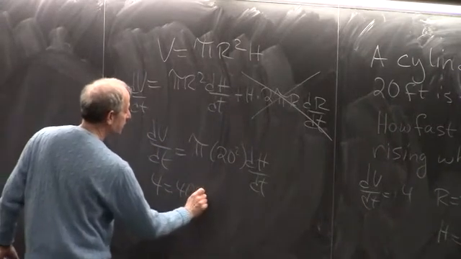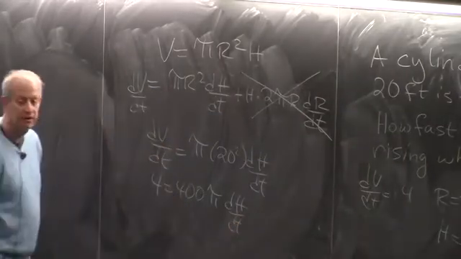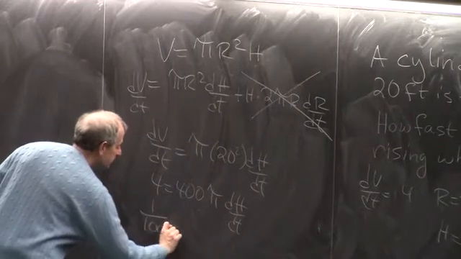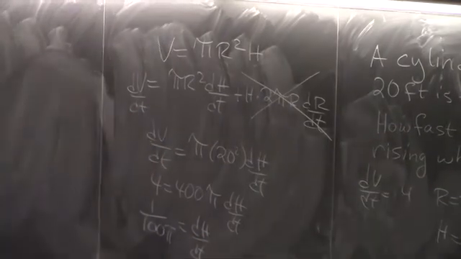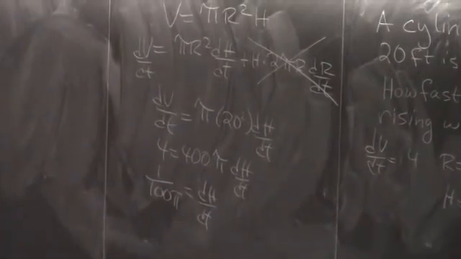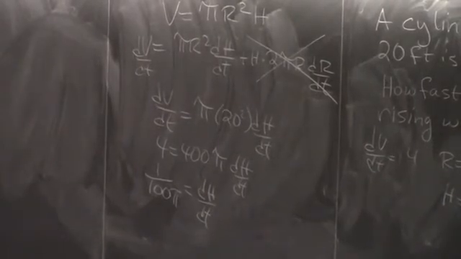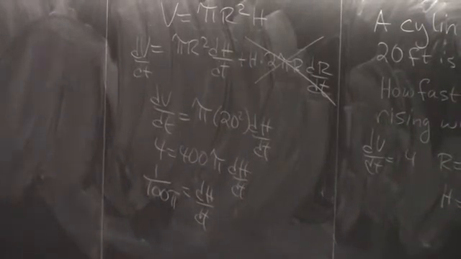It's 400 pi dh/dt. And divide. So 1 over 100 pi. By the way, if you had a problem like this on WebAssign or something, remember the pi is in the denominator. That's the kind of thing that you input incorrectly when you're doing these. Be very careful. Okay? It's 1 over 100 pi. 100 pi is in the denominator. Okay?